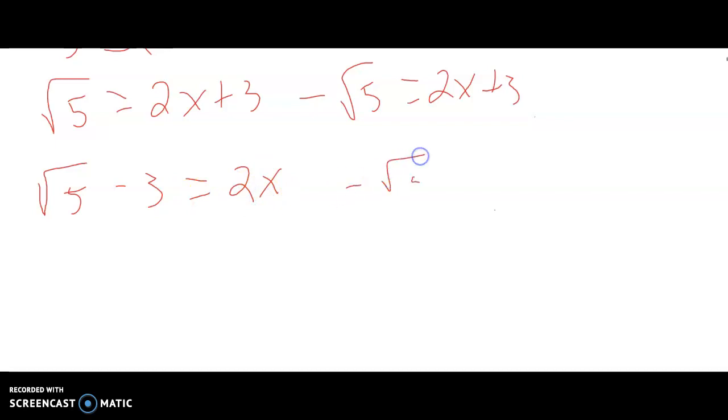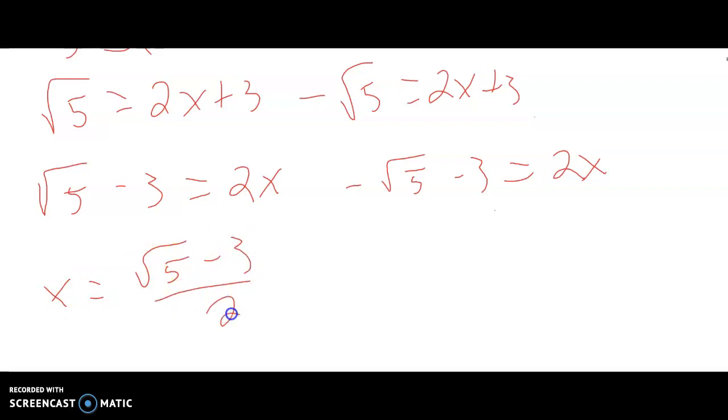I'll do this one at the same time. Then negative square root of 5 minus 3. It's pretty much the same thing, just that negative sign there. Divide by 2. So x equals root 5 minus 3, over 2.